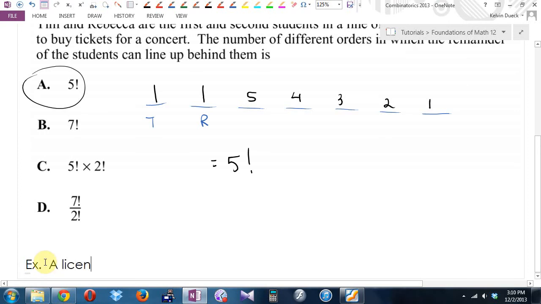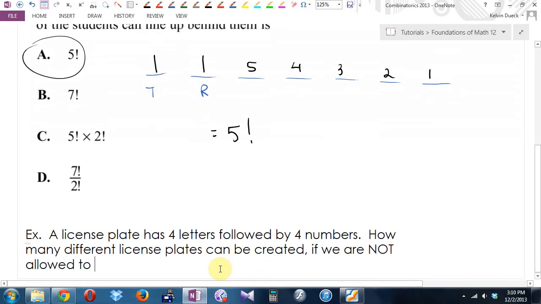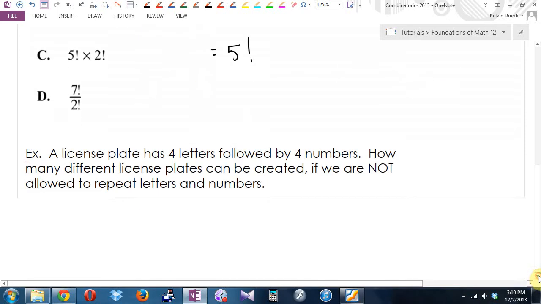A license plate has 4 letters followed by 4 numbers. How many different license plates, spell it with an S, Mr. Dueck, can be created if we, and I'll just make this up because it's kind of dumb, if we are not allowed to repeat letters and numbers. That's dumb because in real life you can repeat letters and numbers, but I'm just making up a dumb math question. So how would I handle this?